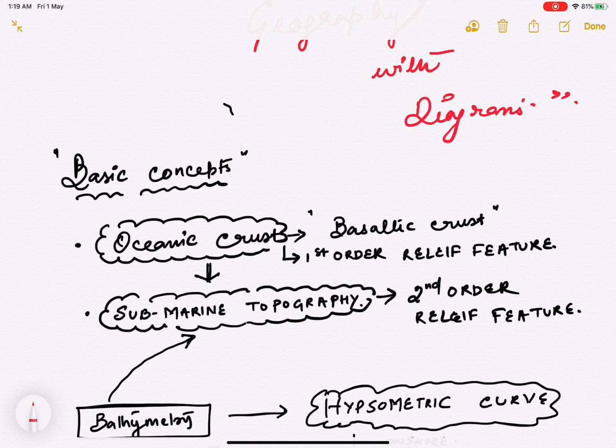Next, we'll move on to the submarine topography. The submarine topography is nothing but the mountains and the ridges that we find over the oceanic crust. These are the second order relief features. Similarly, over the continental crust, the second order relief features include your mountains and plateaus. I hope you got clarity on it.